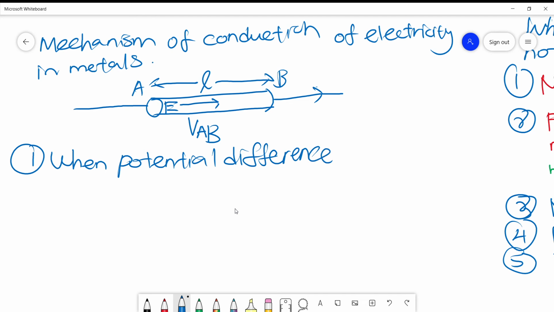As a note, if you are going to answer a question on the mechanism of conduction of electricity in metals, I suggest that you write in terms of paragraphs instead of point by point, which is 1, 2, 3, 4, 5. So this is for you as a reference.